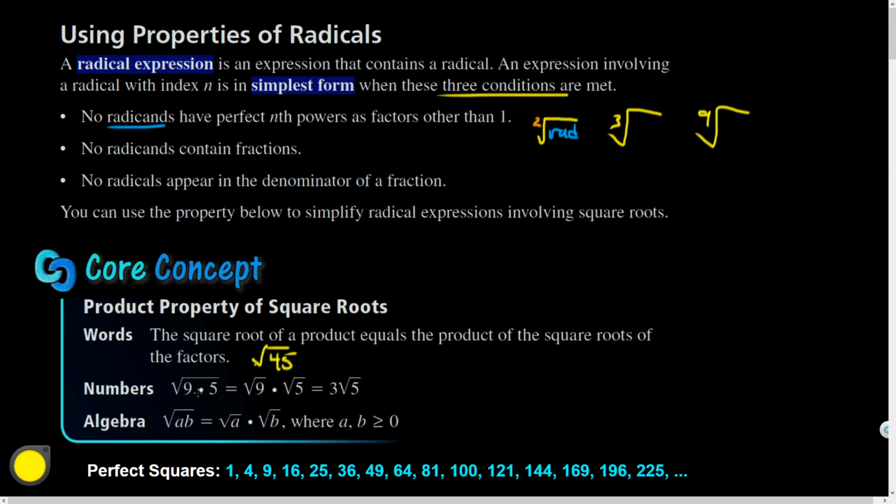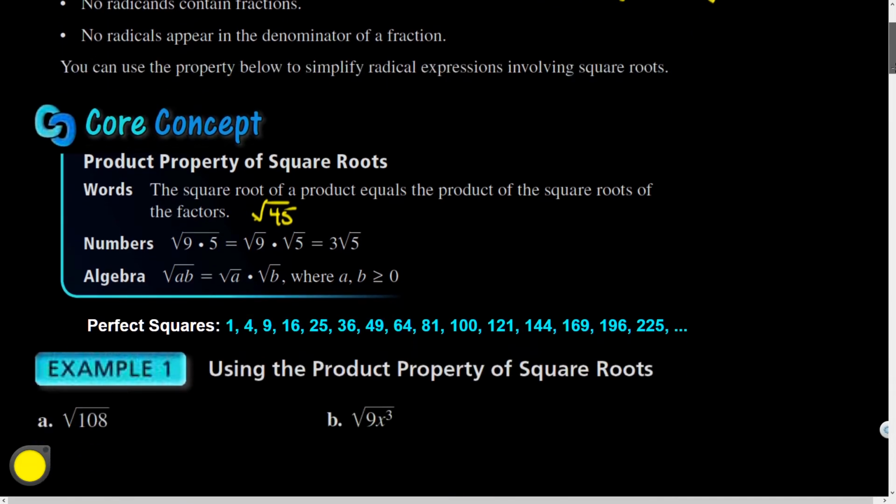And so I could break that into square root of 9 times square root of 5. Square root of 9 becomes 3. And the square root of 5 cannot be simplified any further. And so that's one of the possibilities. Second, no radicands contain fractions. We'll talk about today how to deal with that. Third, no radicals, no square roots or cubed roots, appear in the denominator of a fraction. And so we're going to learn how to simplify these today.